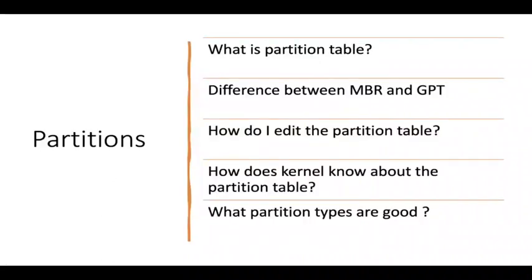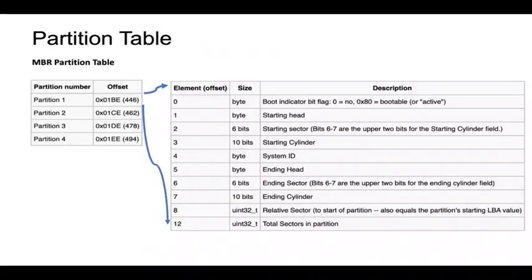So let's come to the partition, because now we are talking a lot about partitions: what a partition table is in the drive, we have different kinds of partition tables, how I can edit the partition table, what the kernel knows about the partition table, and why partition types are important for the booting process. So let's have a look at the MBR partition table. We remember the master boot record, which has a partition table in the middle, which was a 64-byte partition table. It means it allows only 4 entries in that partition table, and every partition table entry was 16 bytes long.